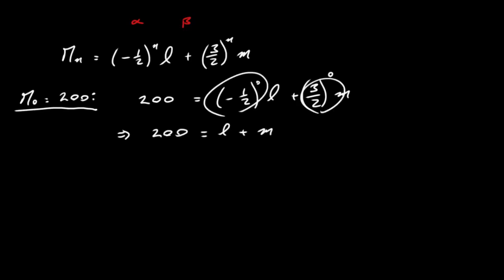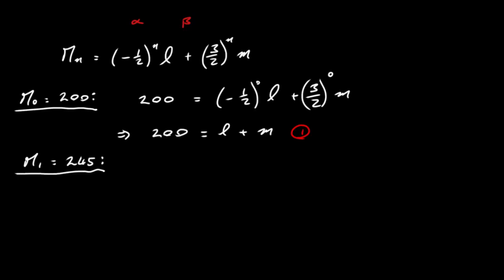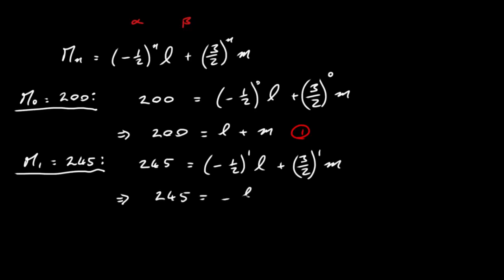These are just equal to 1. Okay, so this is equation number 1. Let's do equation number 2 then. So we're also told in the question that M1 is equal to 245. Let's do that one. So 245 is equal to minus a half to the power of 1 L plus 3 over 2 to the power of 1 m. Okay, let's just simplify this a little bit. So we have 245 is equal to minus L over 2 plus 3m over 2.